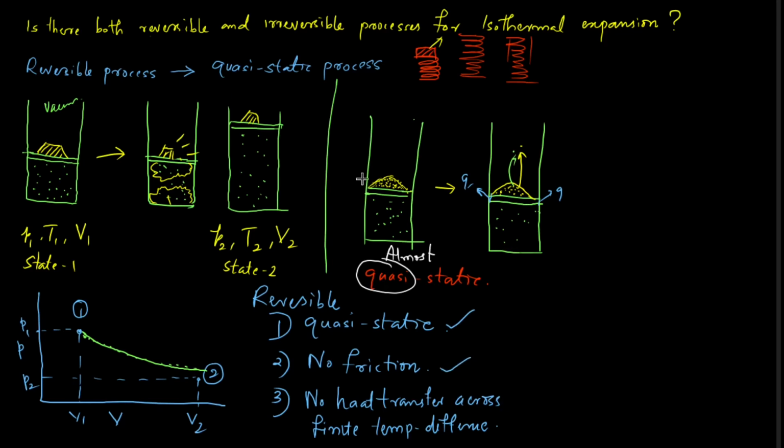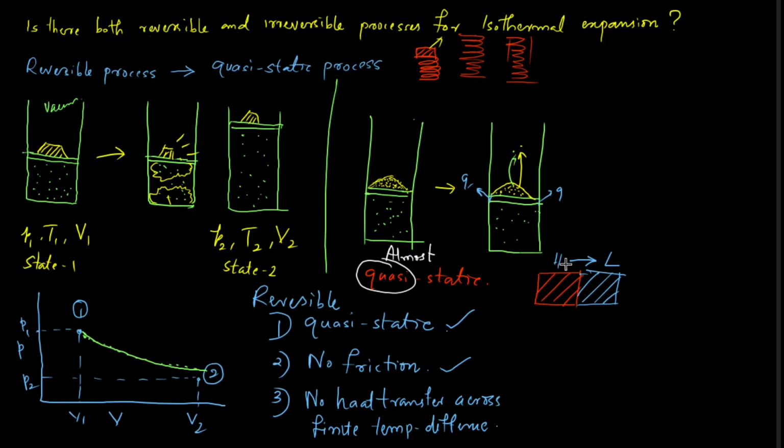And the third condition: suppose we have heat transfer between two objects. We have one object here and another object here, which are in contact with each other. This is at high temperature, this is at low temperature. So we know that heat flow will happen from high temperature to low temperature.